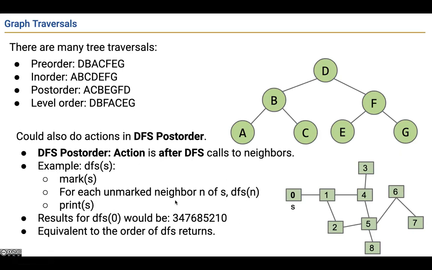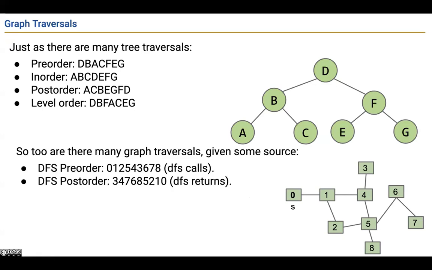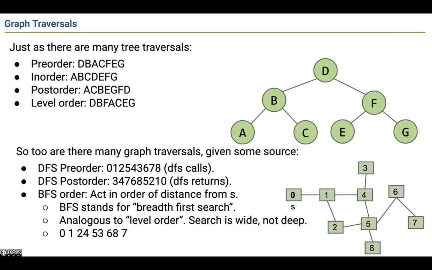So all of this is to say, remember inorder, postorder from trees, there's something pretty similar for graphs. And again, it just depends on, do you perform the action before calling DFS on the neighbors, or do you perform the action after calling DFS on its neighbors? If you perform things before calling DFS on its neighbors, you get the order in which DFS is called. If you perform things after the DFS call to all of its neighbors, you get this order, which is equivalent to the order in which the DFS calls return. So this is the graph version of tree traversals.